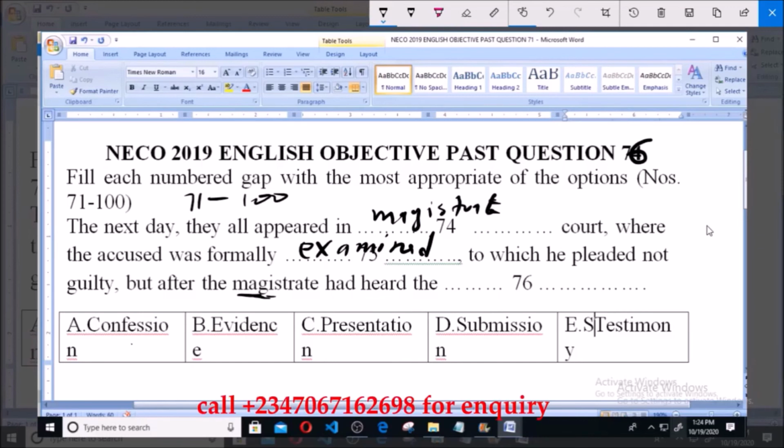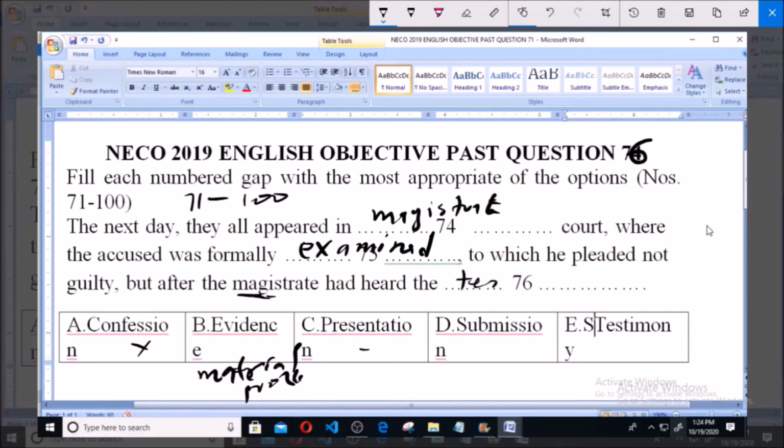It is not confession. You only make confession maybe to somebody you wronged or in the church. Evidence means material proof, so you can't say material proof in a court of law. Then presentation is not the answer here. Then submission is not the answer, because he pleaded not guilty. There is testimony: but after the magistrate had the testimony. Yes, so option E is correct.